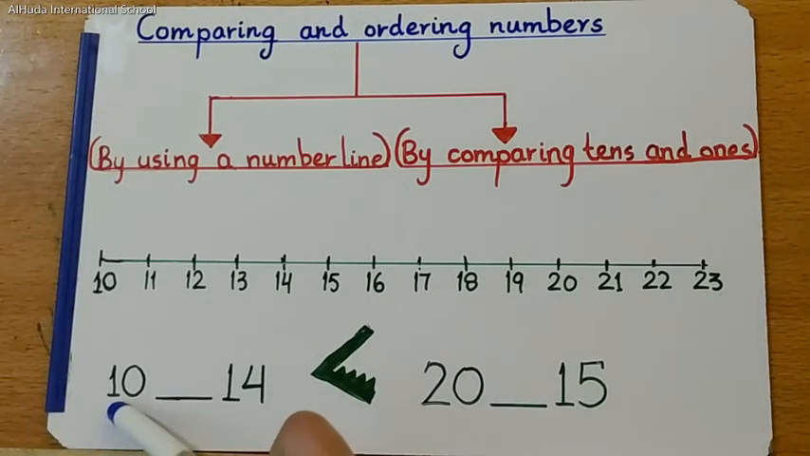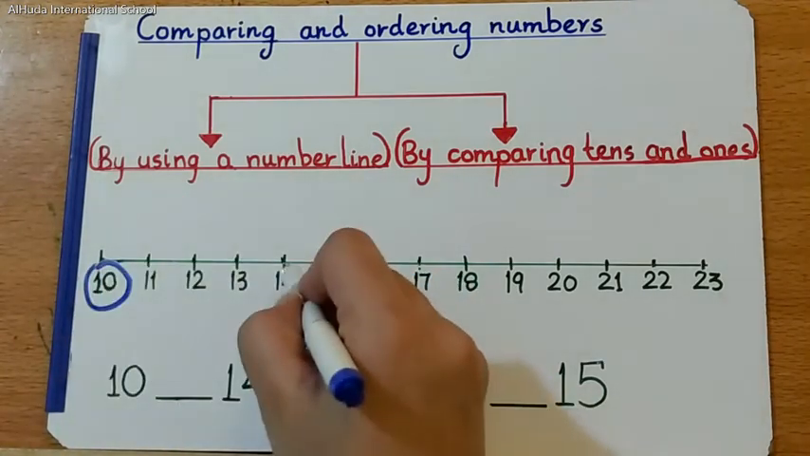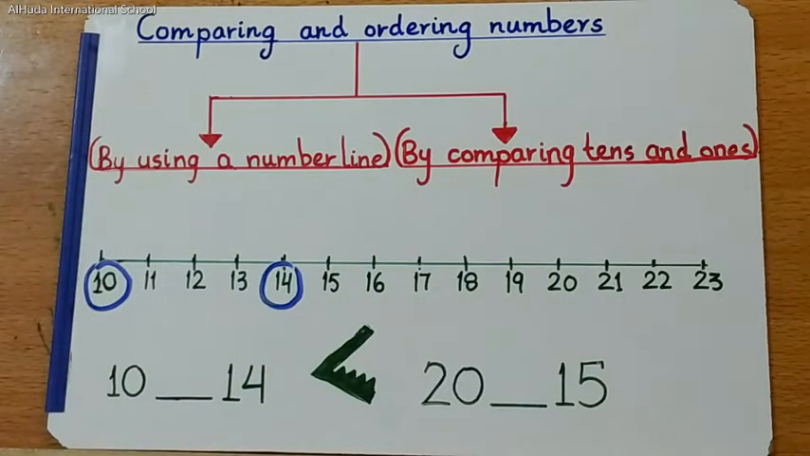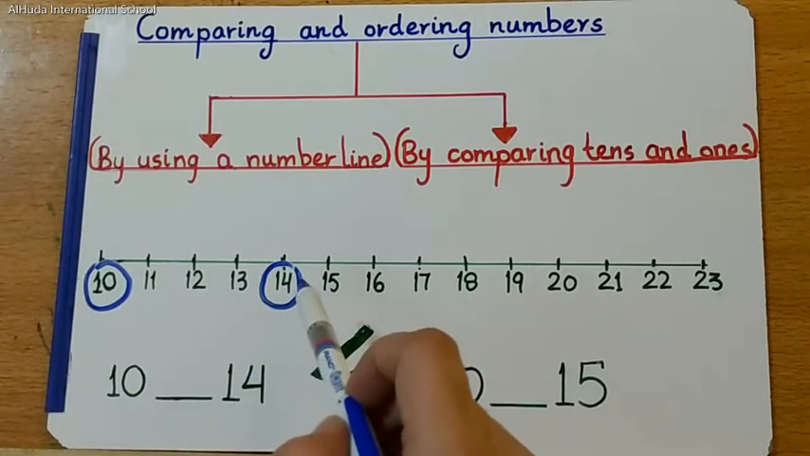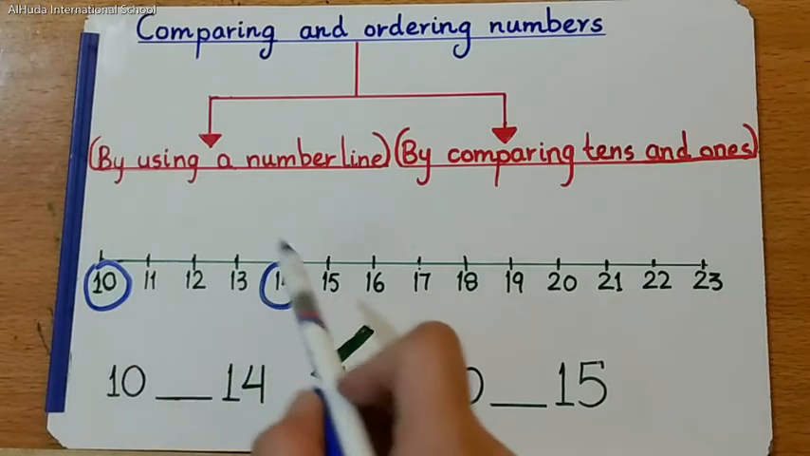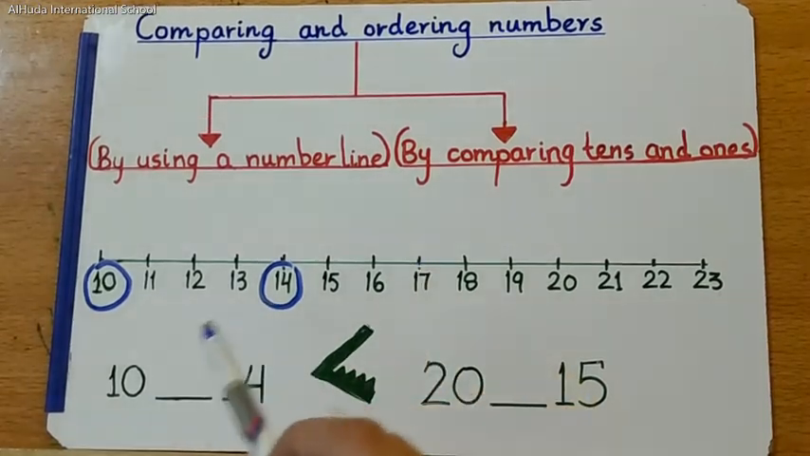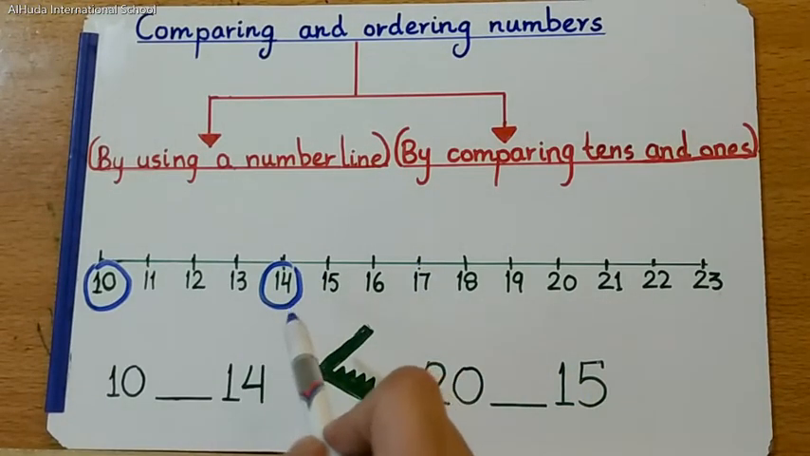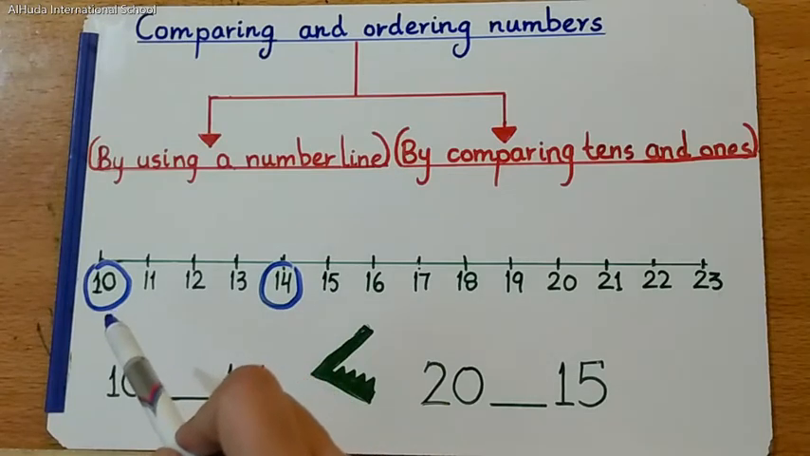We have the numbers 10 and 14. Let's mark these numbers on our number line. Now we can see that 10 comes first and 14 comes after. So the number which comes first is smaller and the number which comes after is greater. The number on the right side is always bigger and the number to the left is always smaller.